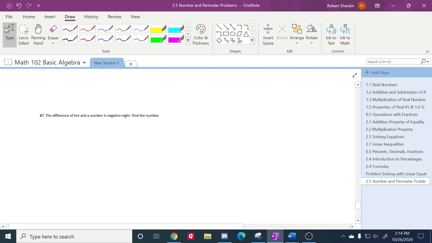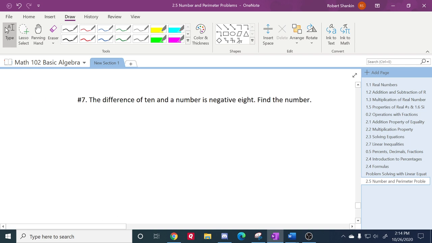I want to do a couple things just to make sure you know this terminology. The difference of 10 and a number is negative 8. 10 and a number. A number is x. The difference means subtract. That's how you make an equation of this. And then you would solve it.